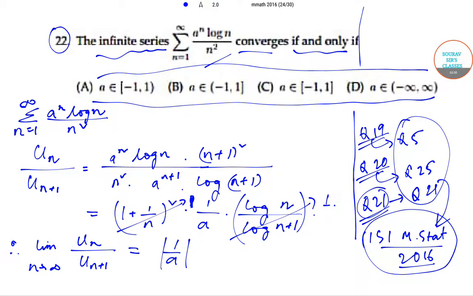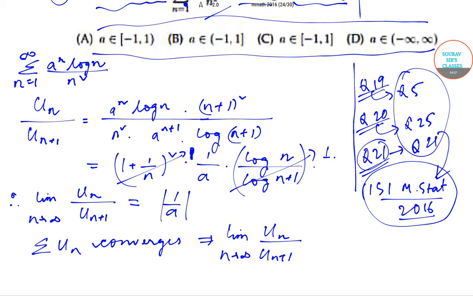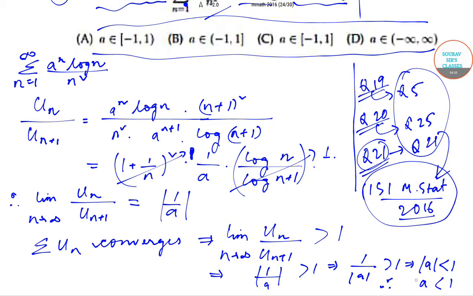Now since summation of u n converges, this implies that limit of u n upon u n plus 1 as n tends to infinity is greater than 1. So this implies that mod of 1 by a is greater than 1. This implies that 1 by mod of a is greater than 1. This implies that mod of a is less than 1, and this implies that a lies between 1 and minus 1. This is one interval that we have found out.